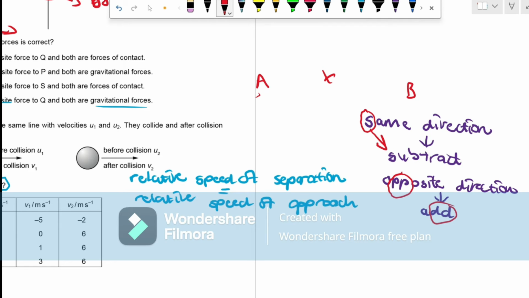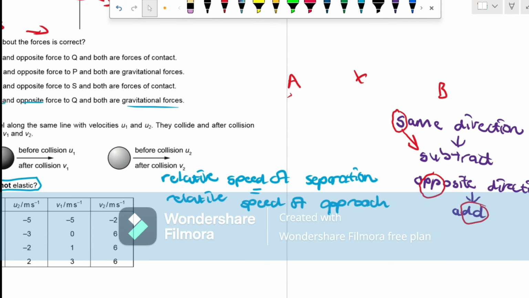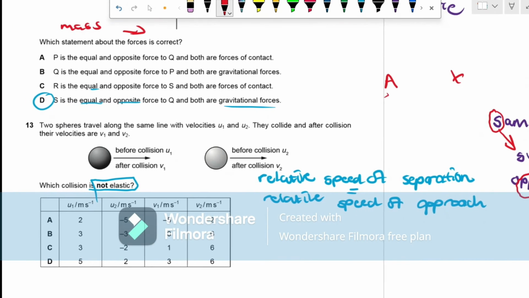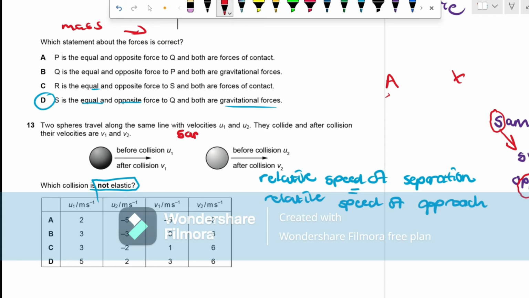But if that's so hard to conceptualize, my advice to you: same direction, subtract; opposite directions, you add. You always get the mark. So if we're looking at before collision and after, it's always the same direction. So always you're going to what? Subtract. In this case, bigger minus smaller. So 2 minus negative 5, that's 7. Negative 5 minus negative 2, that's negative 3.